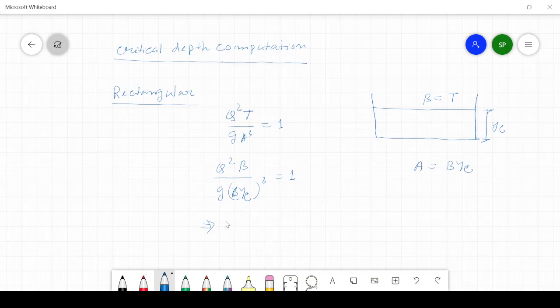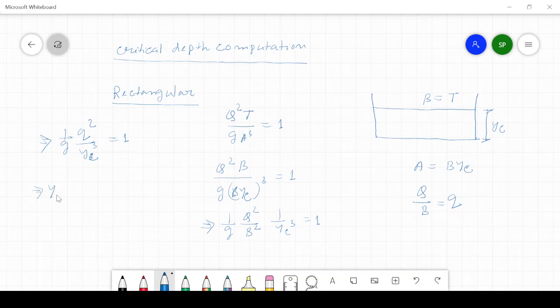So 1 by g, Q square by B square, one B cancels out. Again Q by B is equal to small q, that means discharge per unit width. So from here I am writing it: 1 by g, small q square by Yc cube is equal to 1.